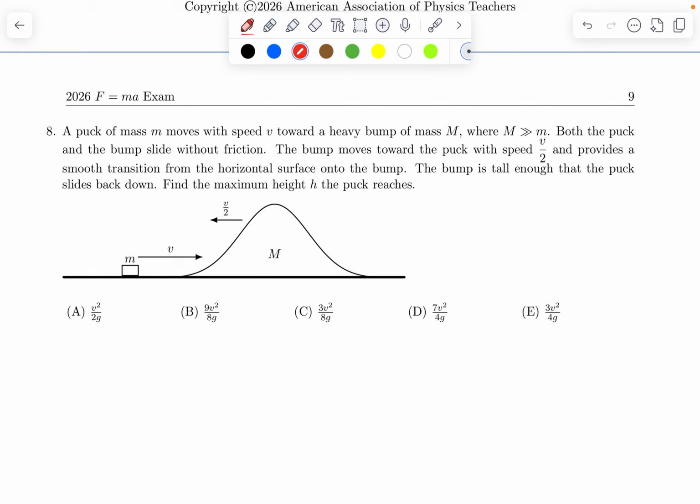Hello everyone. Today we're going to be looking over the 2026 F equals MA exam problem 8. Now this problem is about conservation of energy and kinematics. Let's start by reading the problem.